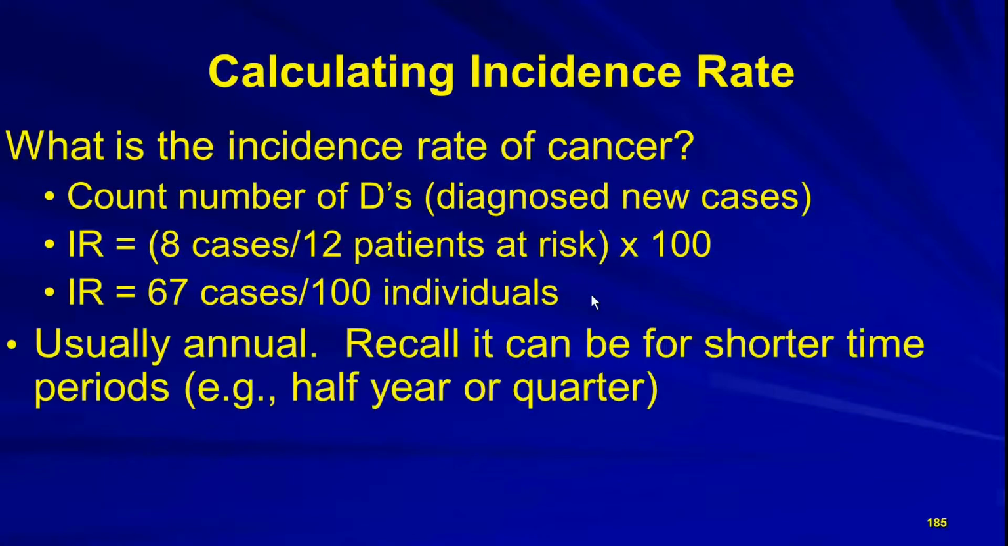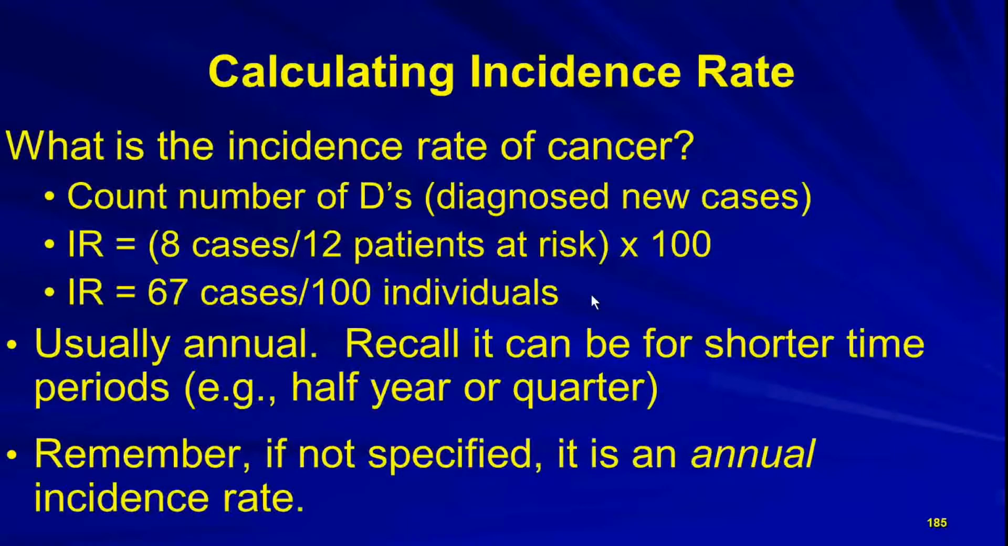Next, if an incidence rate or incidence is not specified, assume annual. Now again, I mentioned it can be for other lengths of time. Remember, it's annual if it's not specified, and that's an important factor to take into account. So if somebody says the incidence is such and such, you're just going to assume that that's for a year period, which can be 365 days, or if it's a leap year, 366 days.